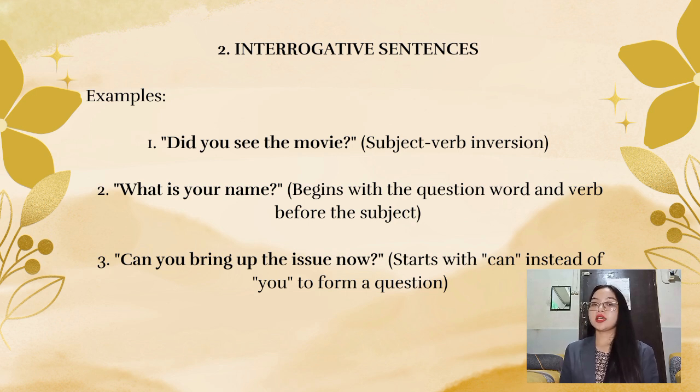Alternative structures. Some questions use other structures. For instance, number 3, can you bring up the issue now? While technically using subject-verb order, the auxiliary verb can at the beginning signals the interrogative nature. This is a common structure for questions of ability or possibility, often more polite than a direct inversion.